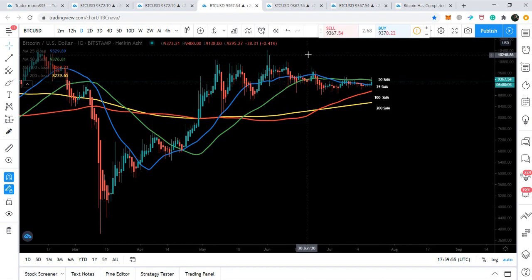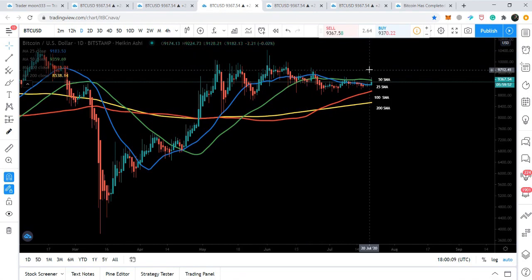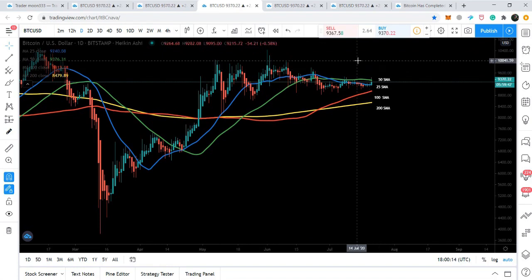And for the people who don't know about this move, whenever a simple moving average or any moving average with a smaller time period crosses up the bigger time period moving average, that is called a bull cross, and you can also call it a golden cross, and that produces a bullish rally.